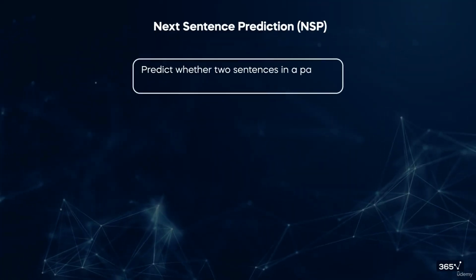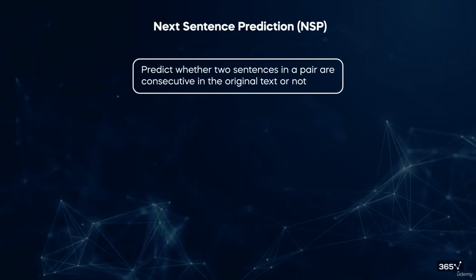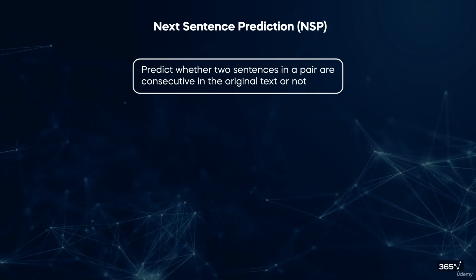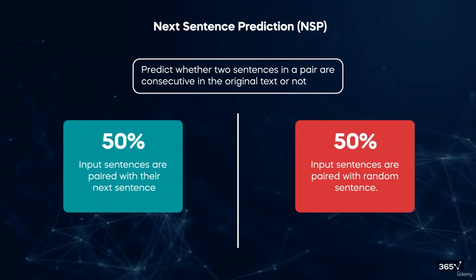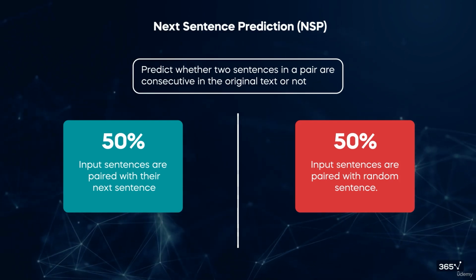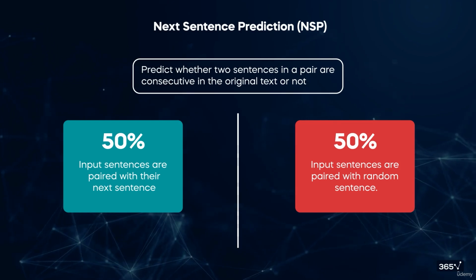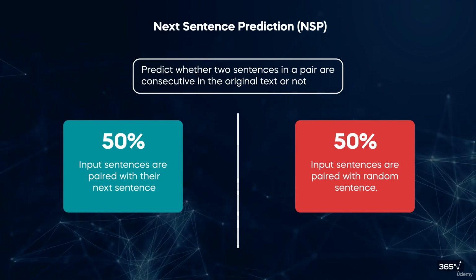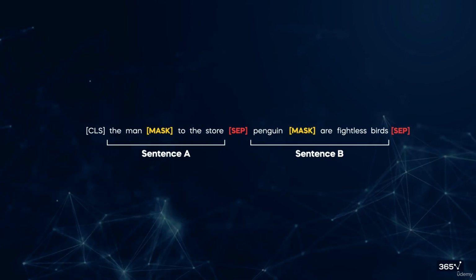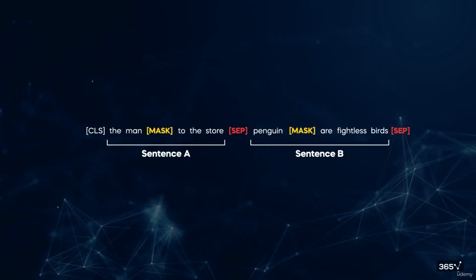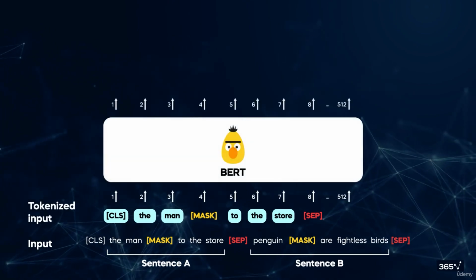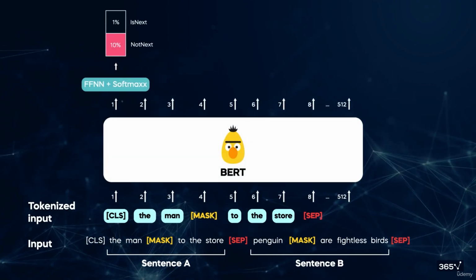The second is next sentence prediction. BERT is trained to predict whether two sentences in a pair are consecutive in the original text or not. During this training phase, 50% of the input sentences are paired with their next sentence in the original input text. The other 50% are paired with a random sentence from the text. The goal is for BERT to accurately predict whether the two sentences are paired with their next sentence or not. This objective helps the model understand relationships between sentences.